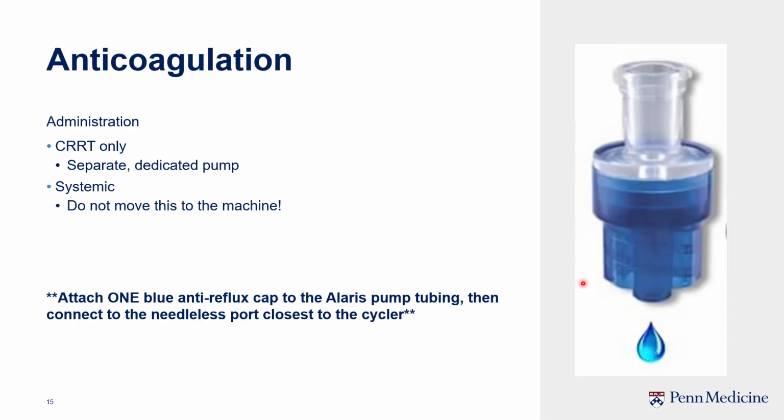Now, this blue cap, there's two of these that actually come with the CRT cartridge. You might even find these in the top drawers of some of the patient rooms because, again, every time you change a cartridge, you don't necessarily need one. So people just keep extras in that top drawer. And this is an anti-reflux cap. What this is going to do is attach to the actual Alaris pump tubing, and then this is going to plug into the cycler. And I'll show you the port in the next slide here.